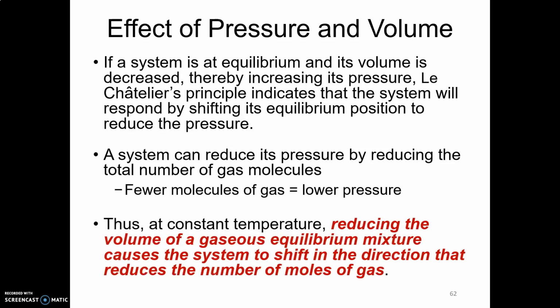So how we say this in Le Chatelier's terms is that when you reduce the volume of a gas mixture at equilibrium, it's going to cause the system to shift in the direction that reduces the number of moles of gas because you're trying to lower the pressure, right?